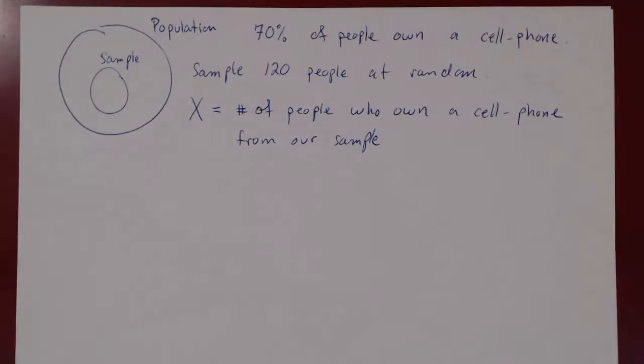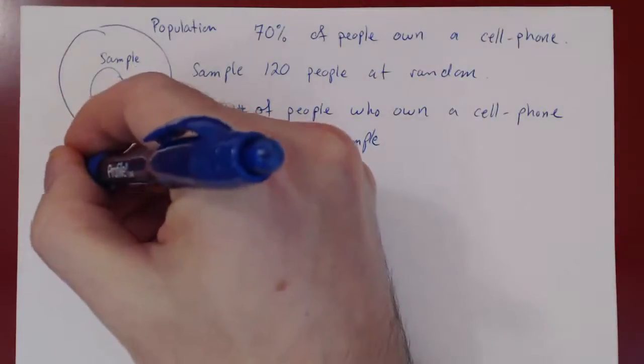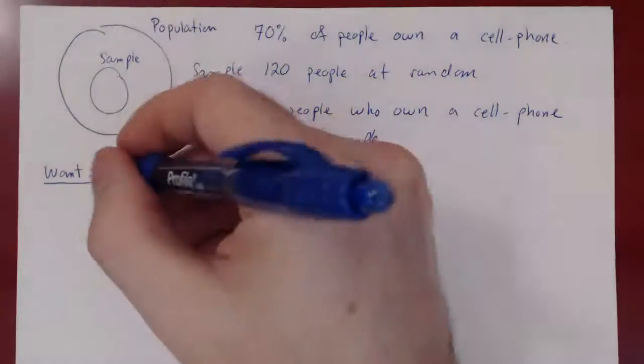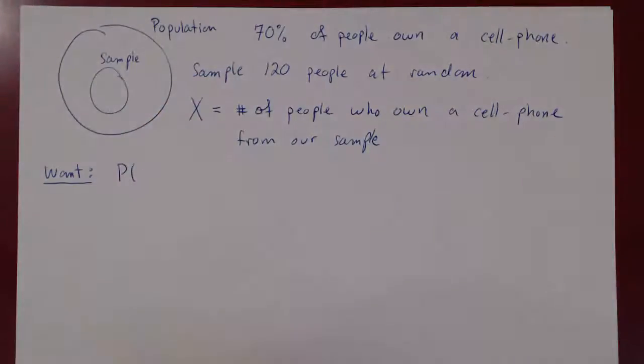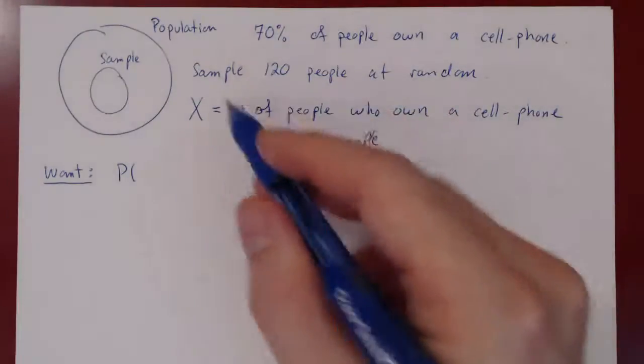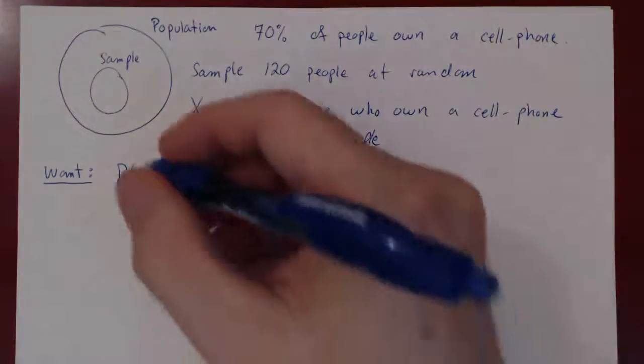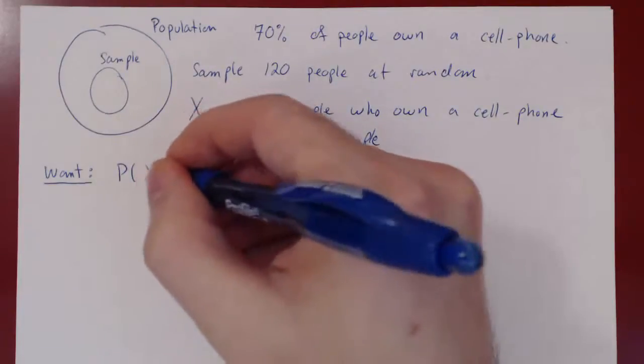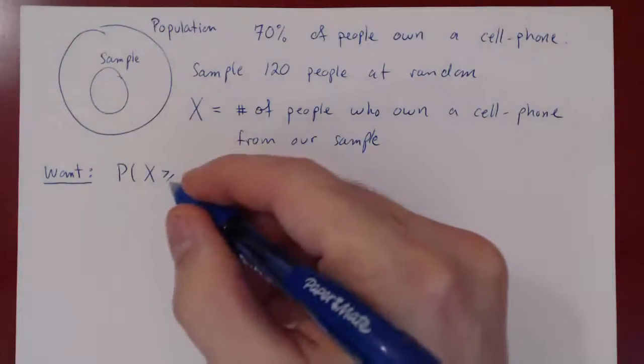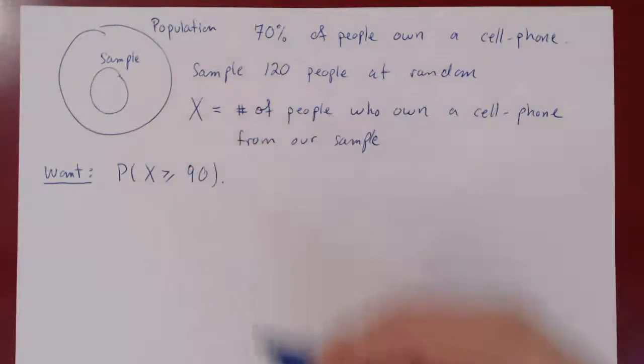Suppose we ask the following question. We're saying we randomly choose 120 people. We count from this sample how many people do own a cell phone. And what if we ask for the probability that x is at least, say, 90? So at least 90 people from our sample will own a cell phone. So here's the question we want to answer. We want the probability that at least 90 people from our sample of 120 people do own a cell phone. Since our random variable x is the total number of people from our sample that do own a cell phone, we are asking for the probability that x is bigger than or equal to 90. So that's what we want to find.